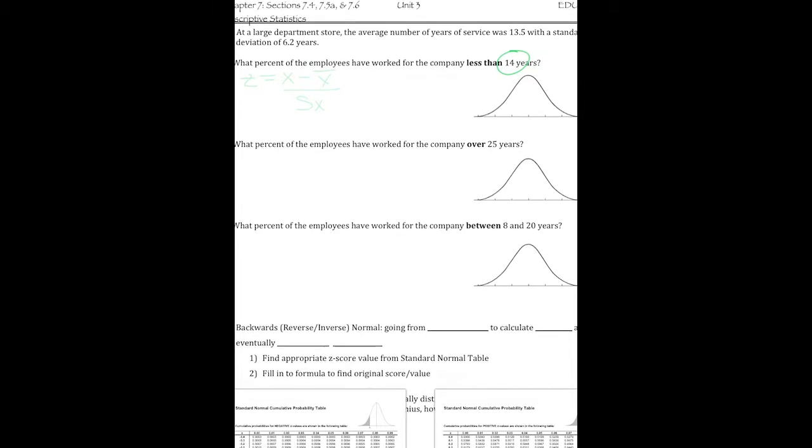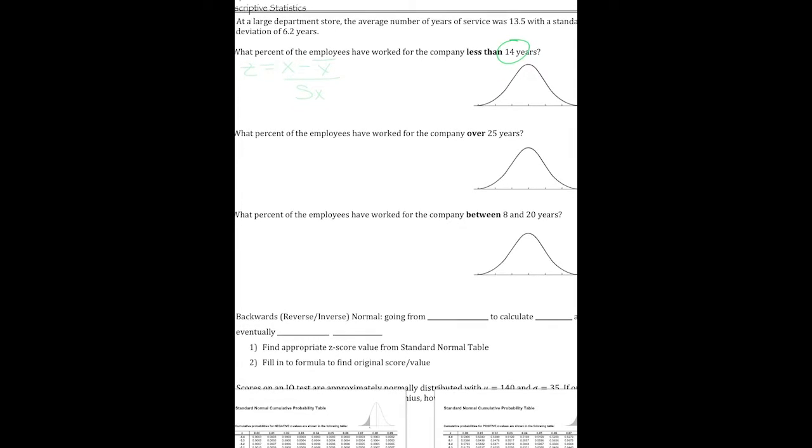Then when you look at part A, it gives you a value of 14 years. We want to look at 14 years. So when you use what you're given up above with an average of 13.5 and a standard deviation of 6.2, then you can go ahead and plug into this formula. Okay, so our x, our value, we're going to have z equals our value of 14 minus our mean of 13.5 divided by standard deviation of 6.2. Okay, when you math that all out, you will end up with a z-score of 0.08.